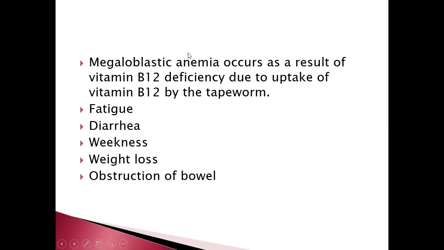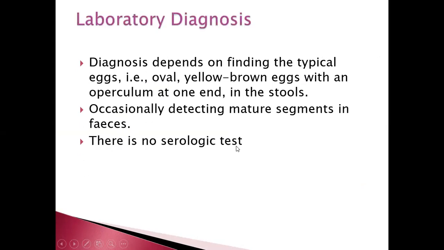Basically, the clinical finding is that it causes megaloblastic anemia, which occurs as a result of vitamin B12 deficiency due to uptake of vitamin B12 by the tapeworm. So fatigue, diarrhea, weakness, weight loss, obstruction of the bowel, and neurological deficits are all clinical presentations of the vitamin B12 deficiency caused by the tapeworm infection.